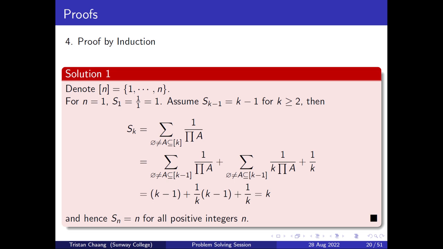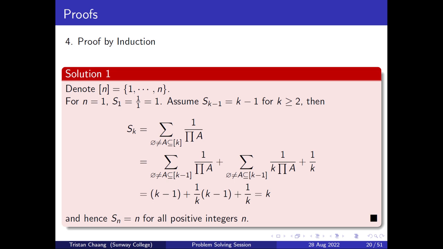I'll introduce some neat notation that I like to use: square brackets n is 1 to n. For the base case, n equals 1 is true: 1 over 1 equals 1, S1 equals 1. Now you want to prove the inductive statement. You assume it's true for k minus 1, and then you prove that for k it's also true. Any problem here?